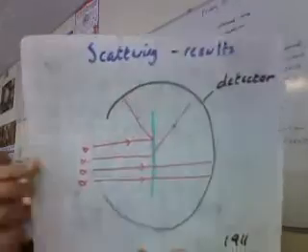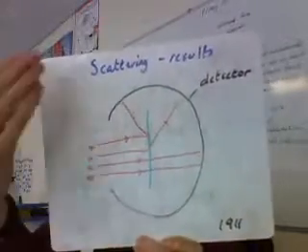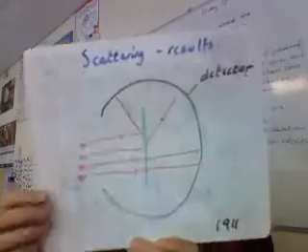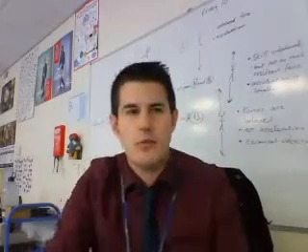It was those results there, seeing these alpha particles being scattered right back the way they'd come from this gold leaf, that led to the development of the nuclear model of the atom.